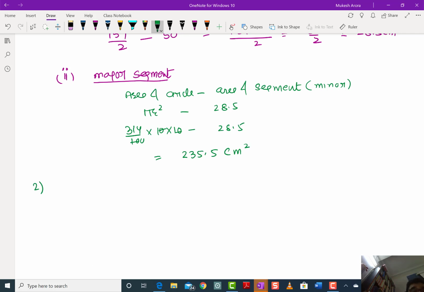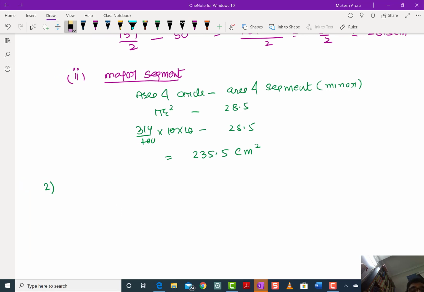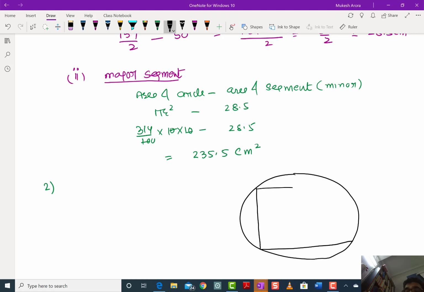Example number 2. Find the area of shaded region. This is 12 and this is 5. This is 90. We'll join this A, B, C, D. A, B, C, D is a rectangle.